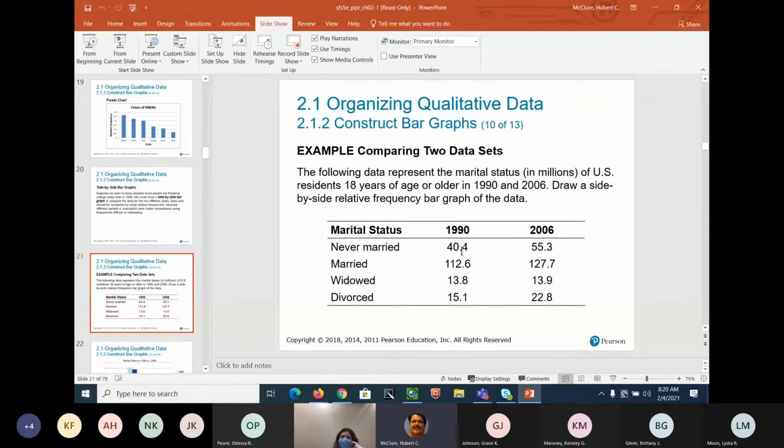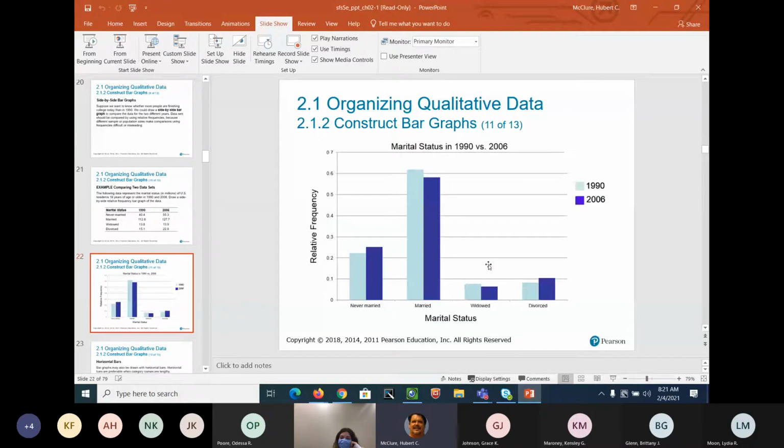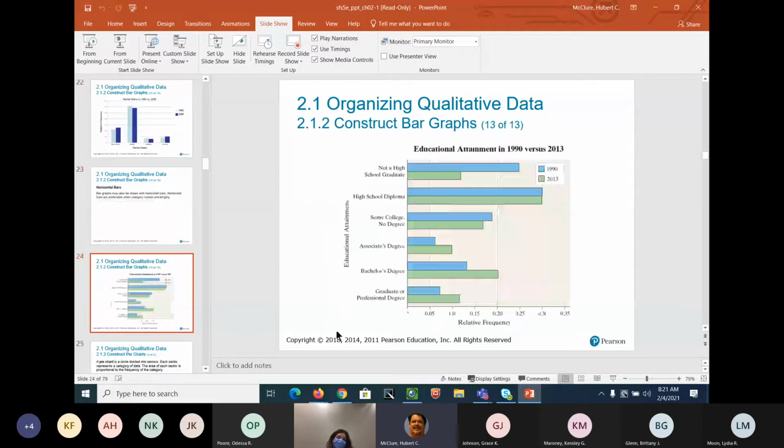And you've got 1990 and 2006. Usually when you have two different sets of years, two different places, like New York versus California, okay, that's when you have a side by side, or a horizontal side by side.